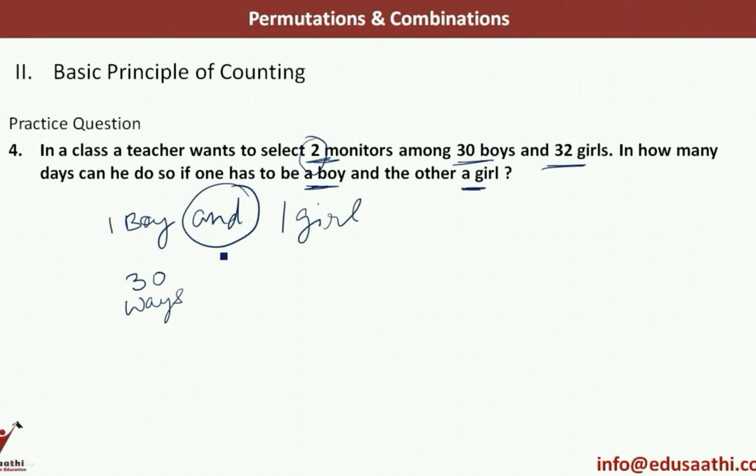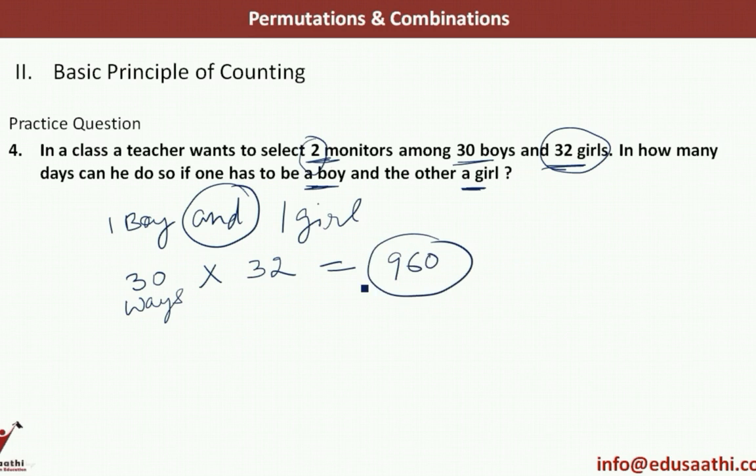And since I'm using "and", we'll use the product rule here. So I'll have this multiplication sign and one girl. In how many ways can I choose a girl? Since I have 32 girls, I can choose a girl in 32 ways. So what is the answer? The answer is 960. So I can have 960 pairs that can be found if I need a boy and a girl. I hope that's clear.